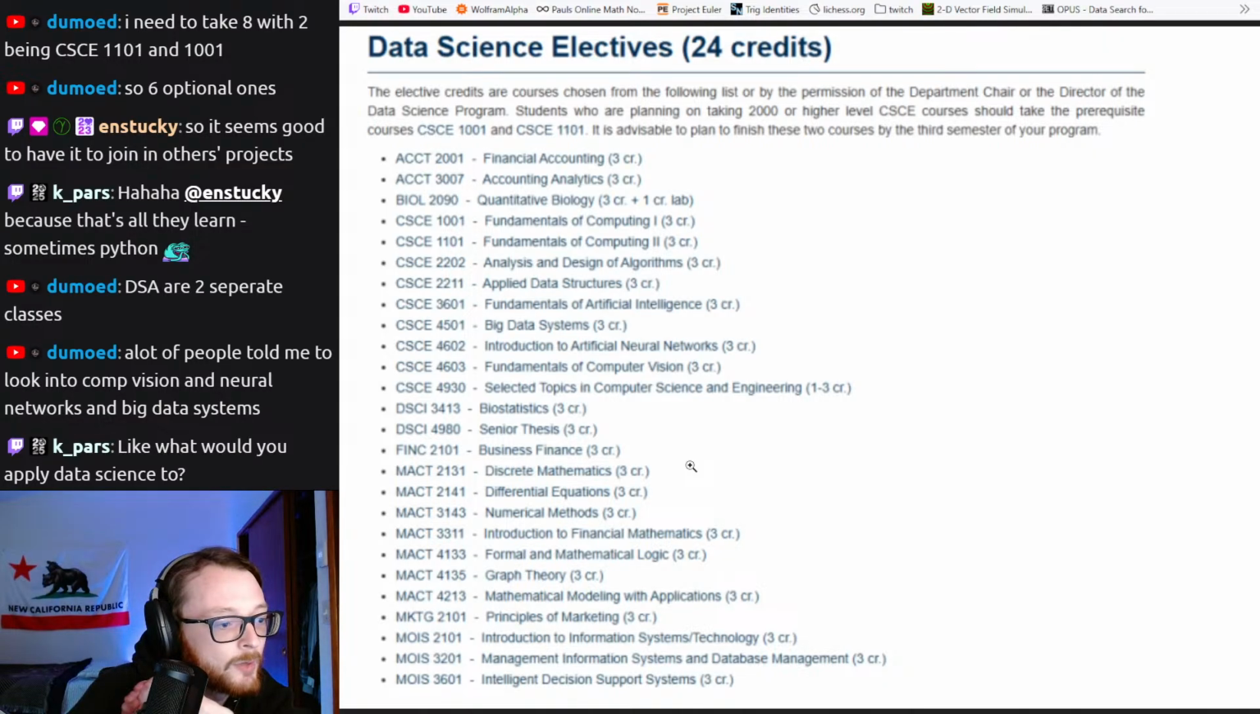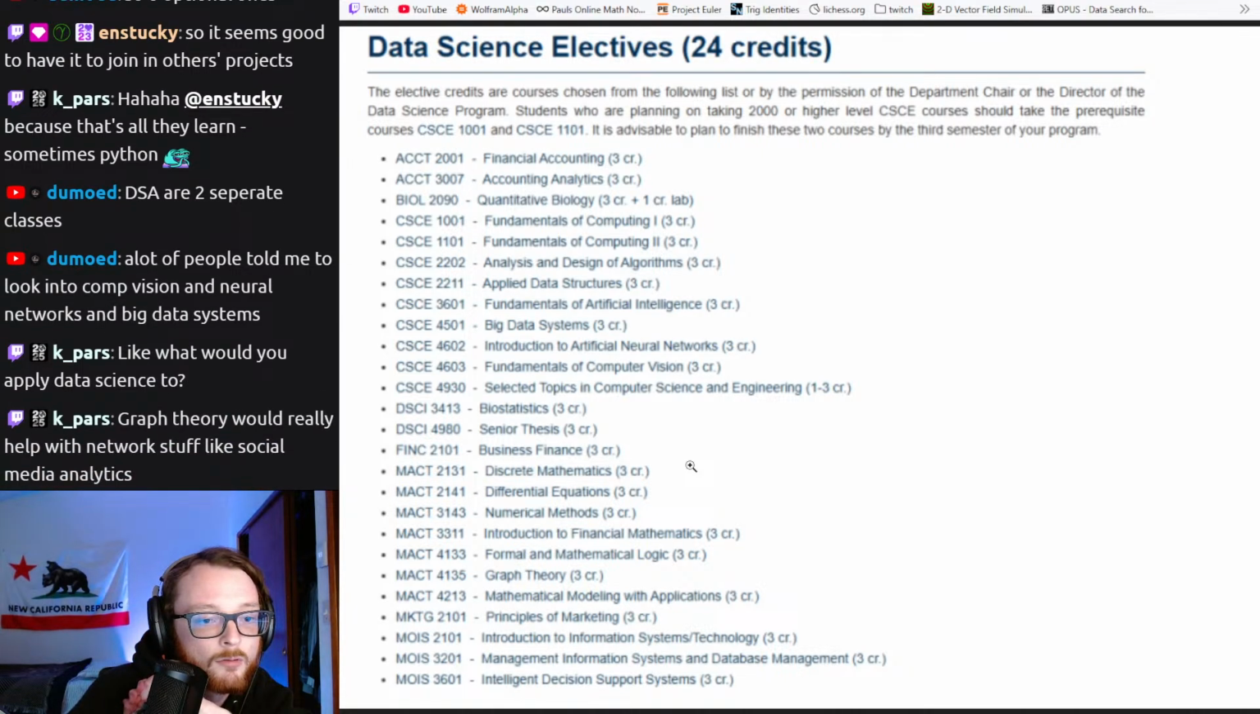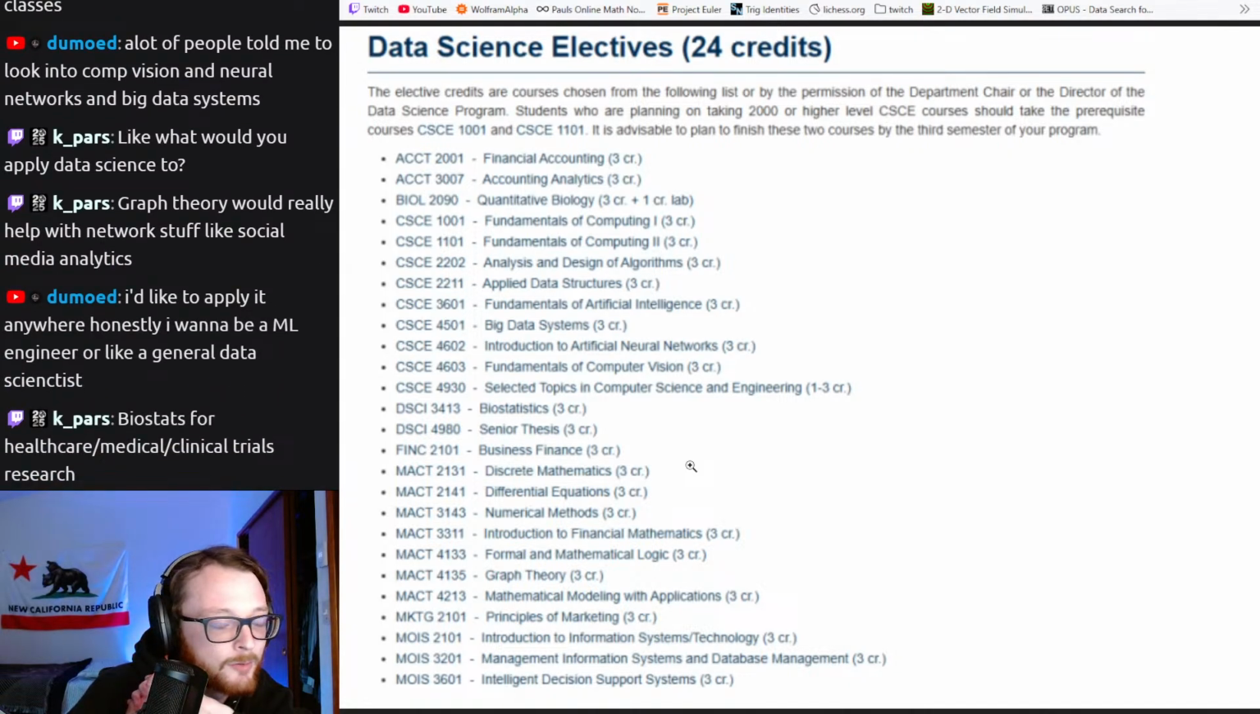A lot of people told me to look into computer vision, neural networks, and big data systems. Yeah, I kind of skipped over big data systems. That could be a good idea too, though. I was kind of assuming that was more like a database class, which isn't necessarily relevant to the computing portion, but that might be something else that I'm just not thinking of the right thing.